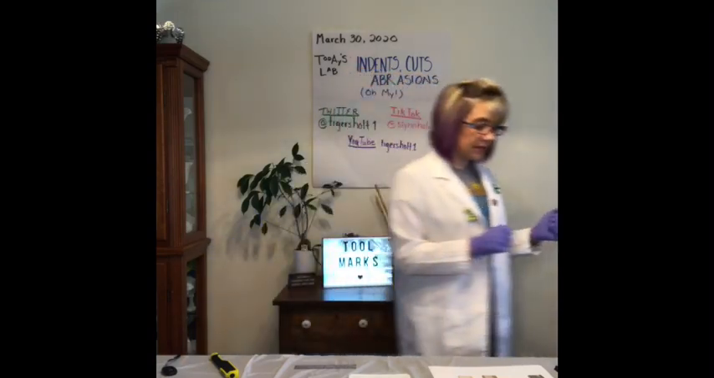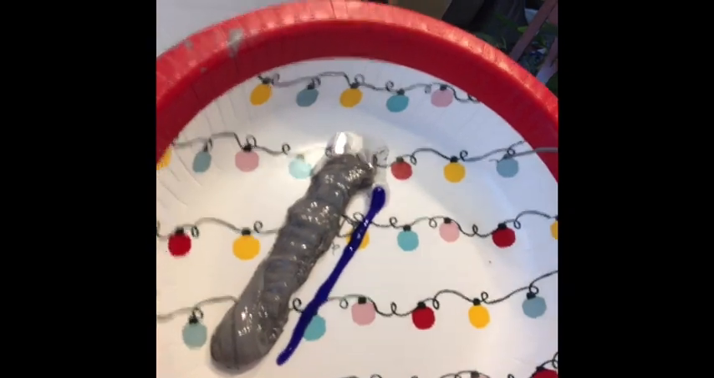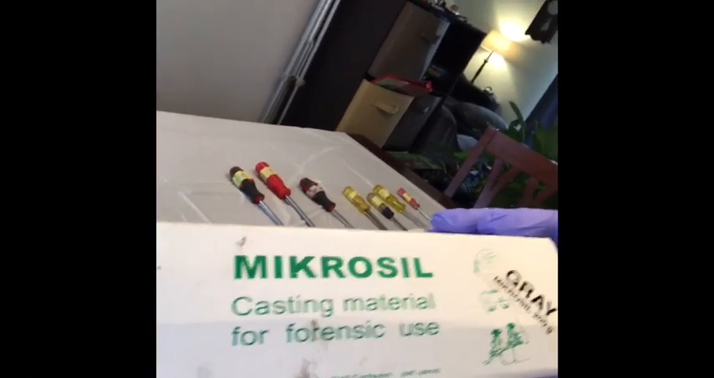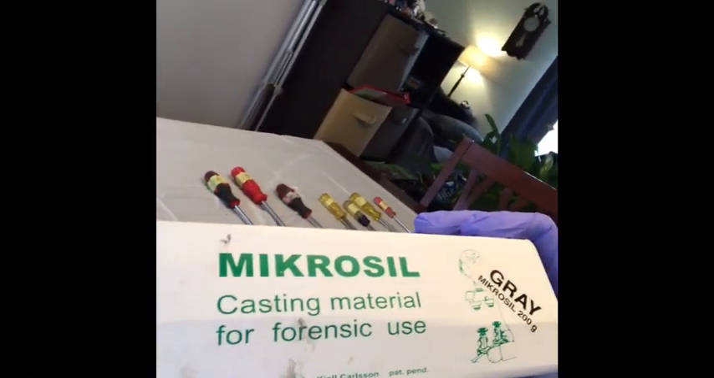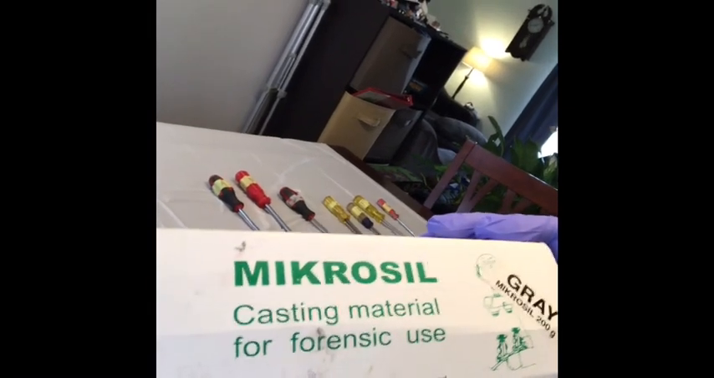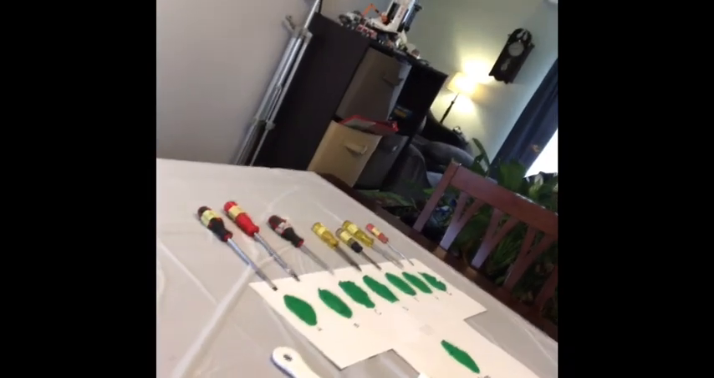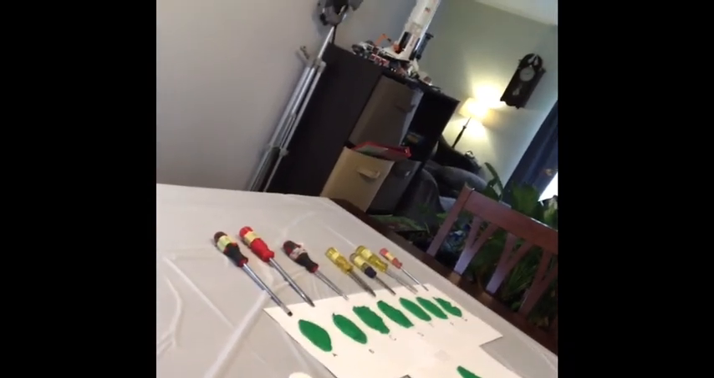So if you give me a second, the first part I want to show you is this part right here. This is microcil, what we call microcil in the forensics lab. This is casting material. It'll turn rubbery when it's all finished. This is one way. The other way is the impression stuff that I have that mixes itself.